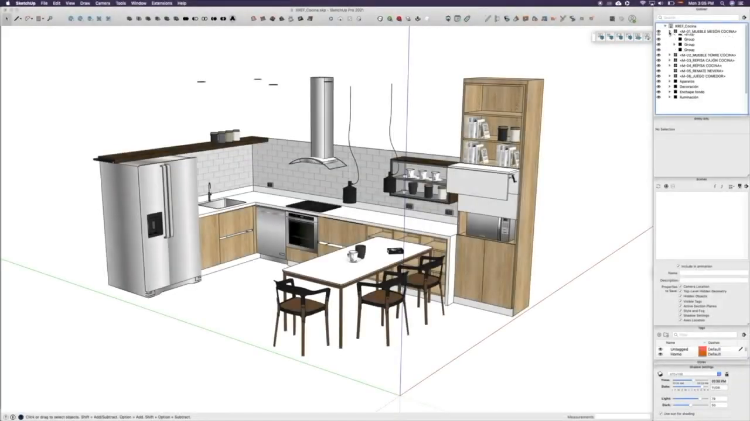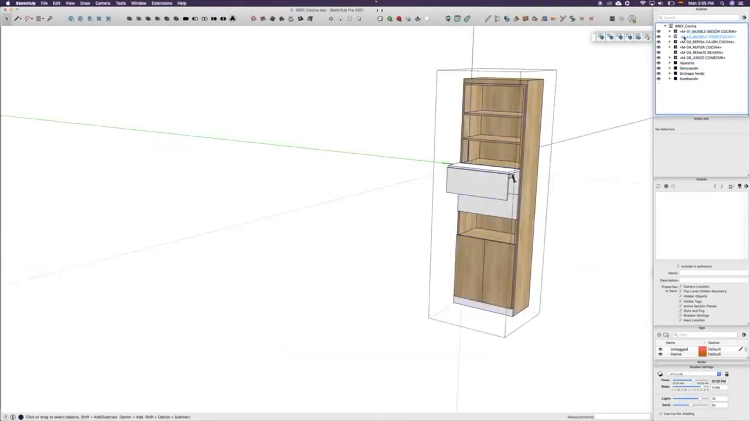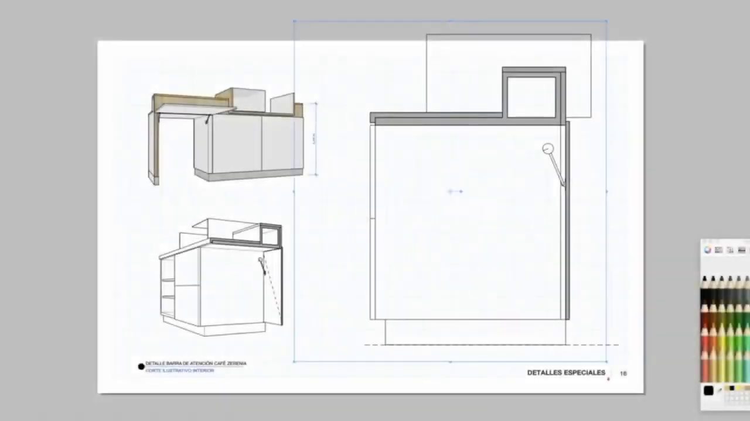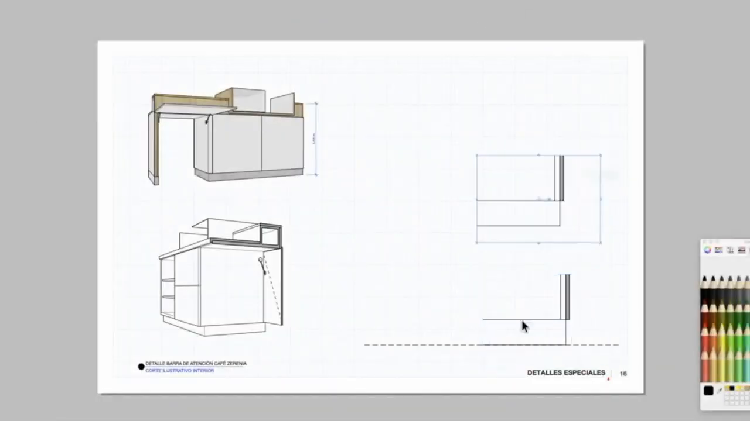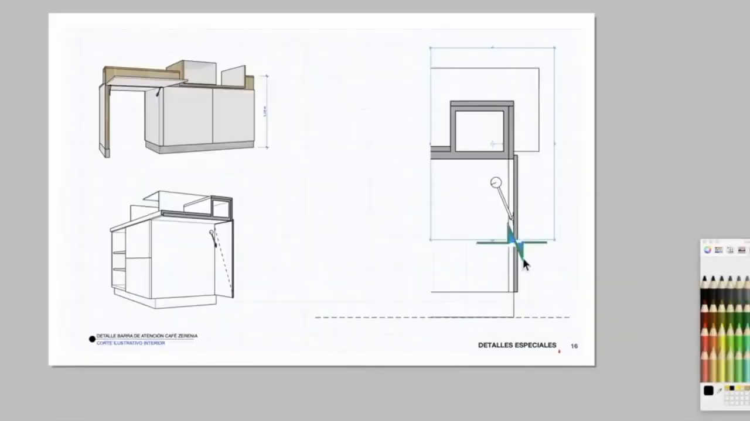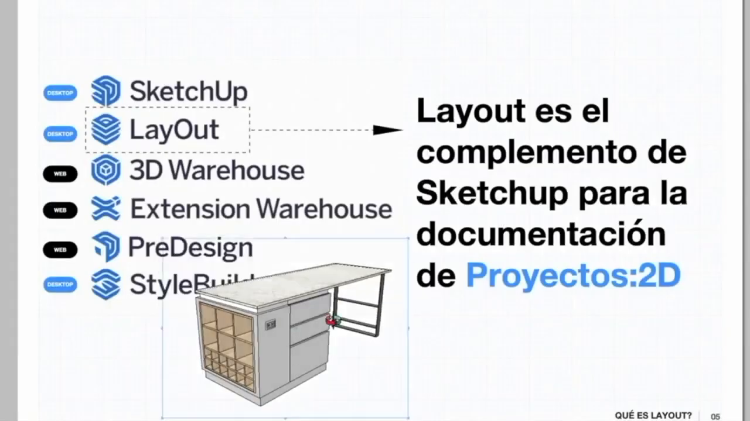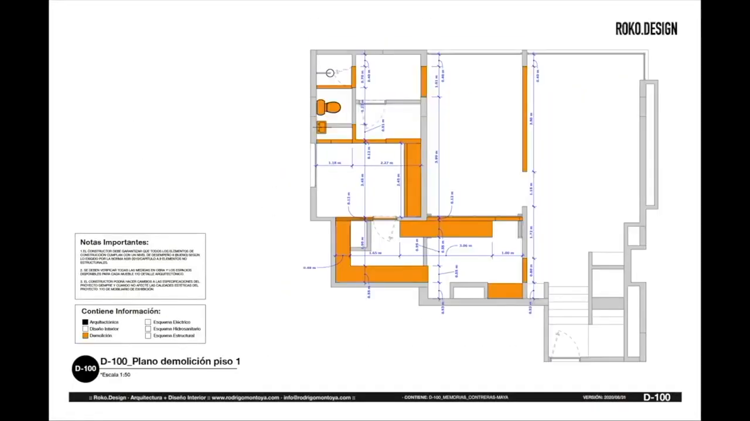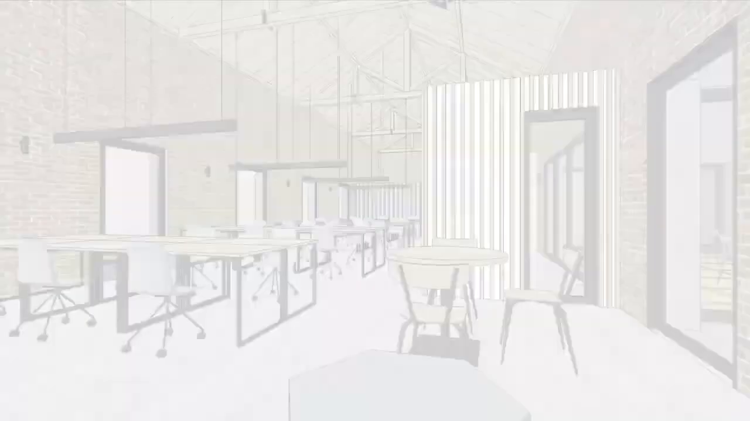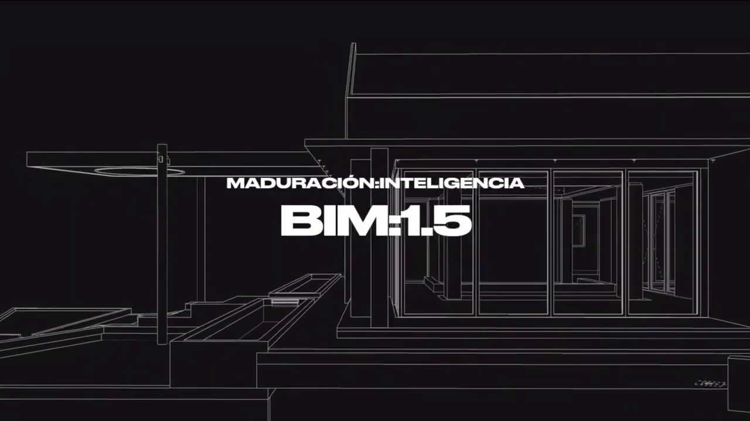By coordinating the 3D geometry in SketchUp and generating automatic annotatable orthographic drawings in Layout, SketchUp's 2D companion application, you can achieve absolute precision and consistency across all your architectural and interior design documentation. The SketchUp BIM protocol operates at a BIM maturity level of 1.5.